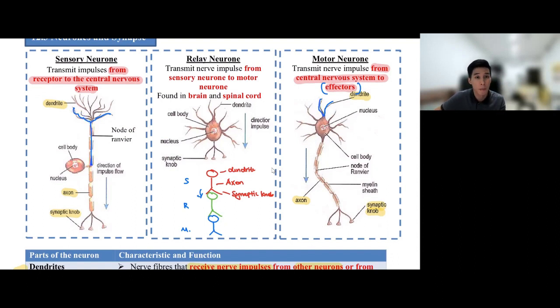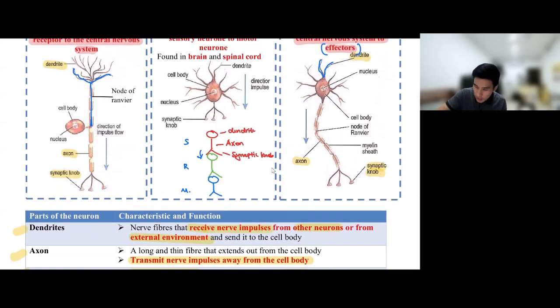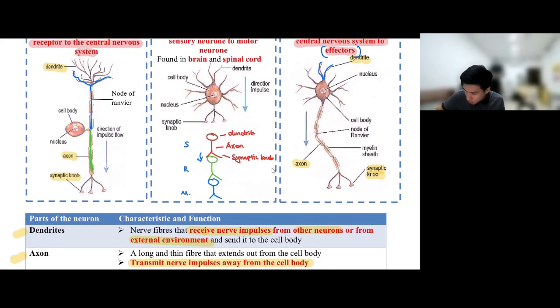So there's another thing we can compare. Now, axon is the opposite. If you look at axon, it transmits impulse away from the cell body. So axon meaning only starts from the cell body. This is the axon. Axon starts from here. So down is the opposite. This axon compared to this axon is shorter, right? It's the opposite.